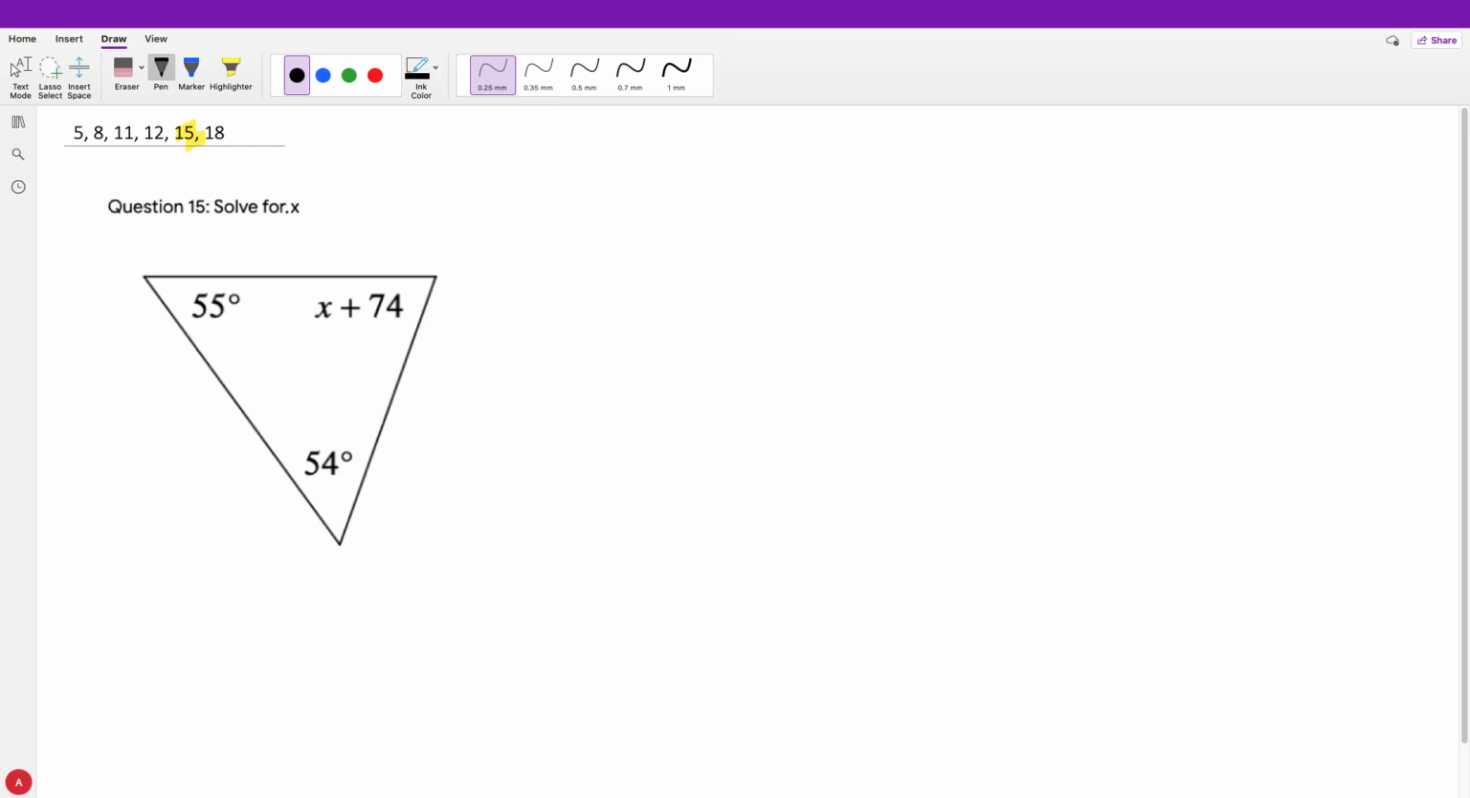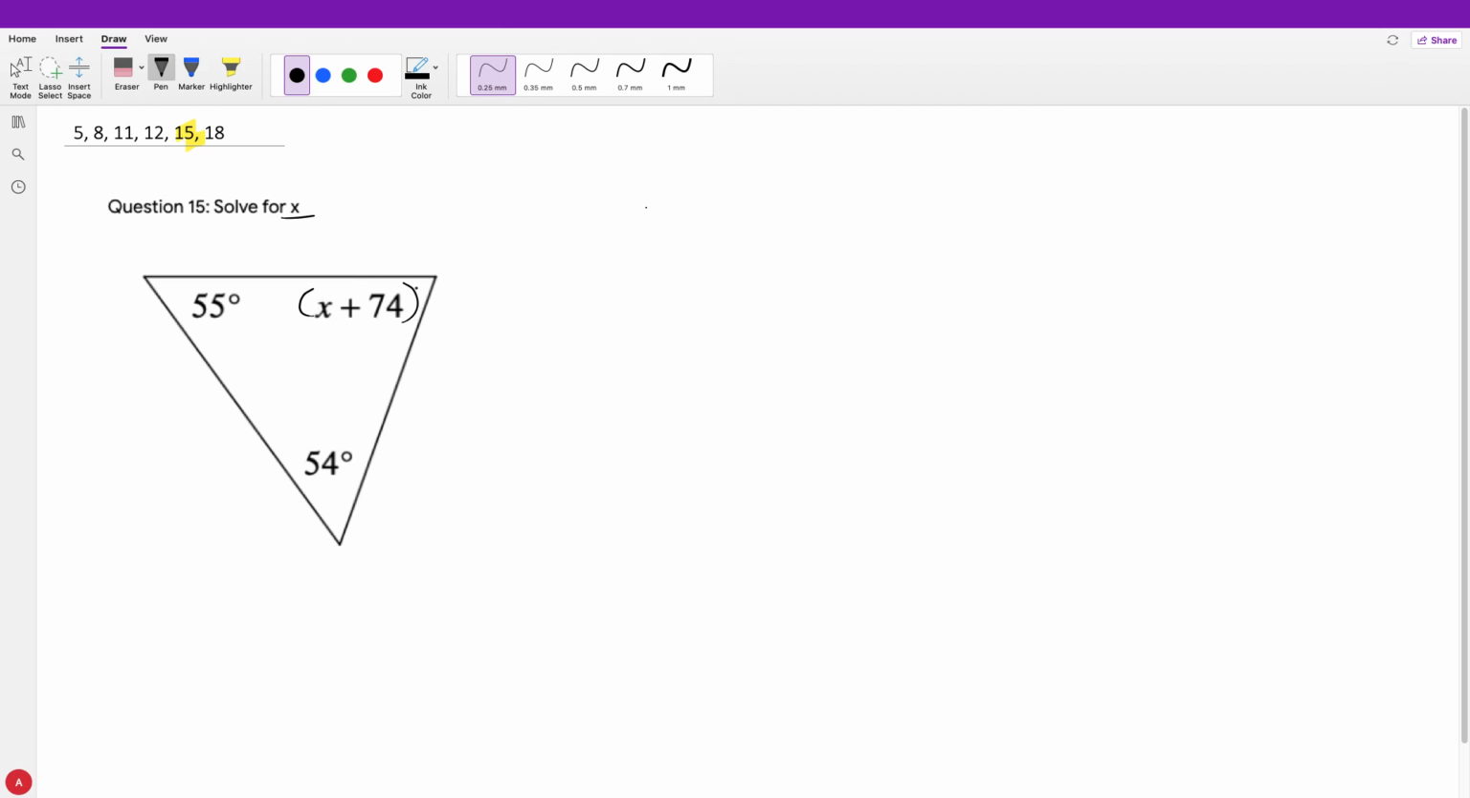All right, so now for question number 15, it says solve for x, and it's a little bit different than the one that we did before, because you see that this x isn't just our angle. Before, in all the ones that we were solving for, the question mark was the entire angle, but now this angle is represented by more than just x. It's this whole x plus 74. So it's a little bit different.